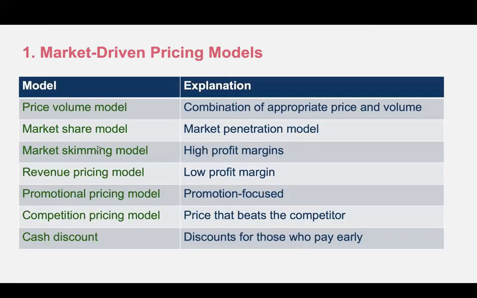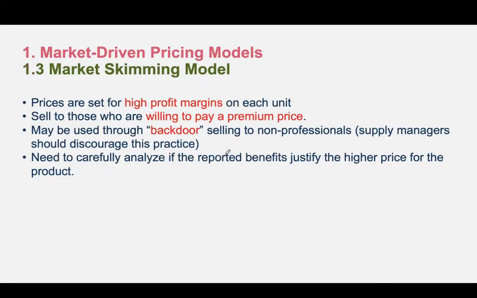In the market skimming model, a supplier is looking for a high profit margin. So they are charging a high price. One of the keywords here is this backdoor approach, which means one of the marketing agents of the supplier can contact the quality manager, production manager, accounts manager, human resource manager, and other types of people, and they can convince them to buy from them. And because those people are not supply managers, they are not professional, they are not trained, they are not experts in this area, they may end up buying from the supplier at a high price. And that's exactly what the supplier wants.